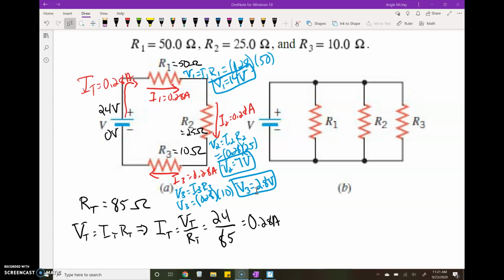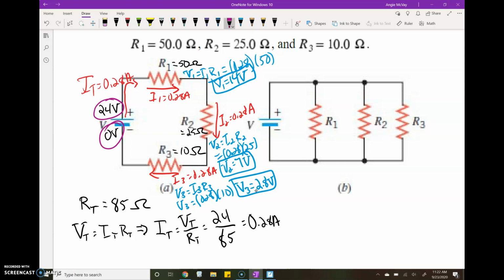Okay, now here's the thing. Remember, if we're starting at 24 volts, each of these resistors is supposed to provide a potential drop until we get back down to the 0 volt side of the power supply. There should have been 24 volts of potential drop provided by those 3 resistors. So let's check that out.